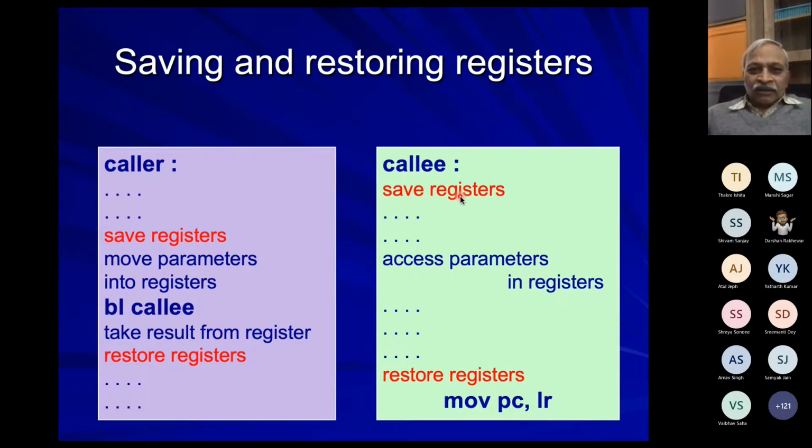So as you can see that, okay, we will be coming to that. So when you have nested and recursive calls, then the saving and restoring is best done on the stack.